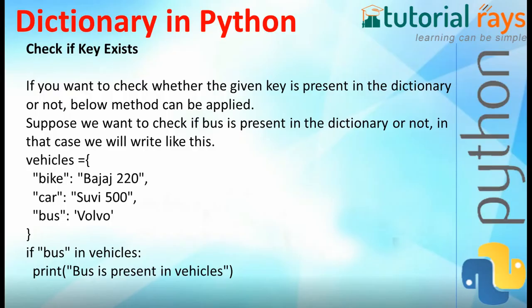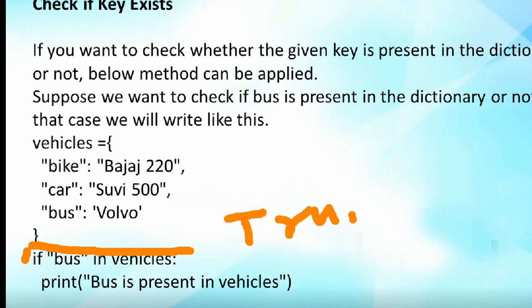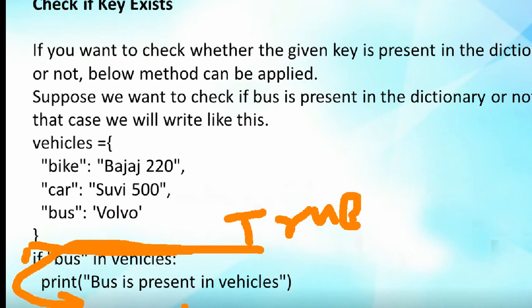Now, check if exists. If you want to check whether the given key is present in the dictionary or not, the below method can be applied. Suppose we want to check if bus is present in the dictionary or not. In that case we will write something like this. So this is the syntax: if bus in vehicles. If this returns true, in that case this one will display, or else it will display nothing.